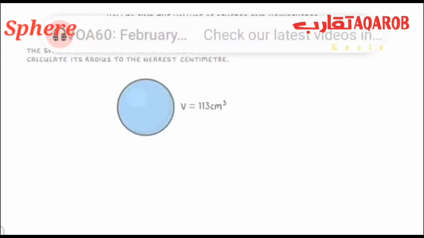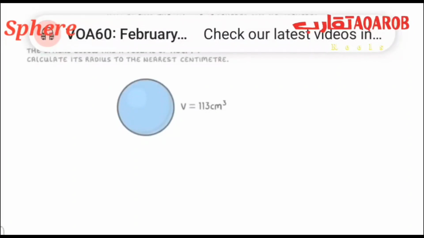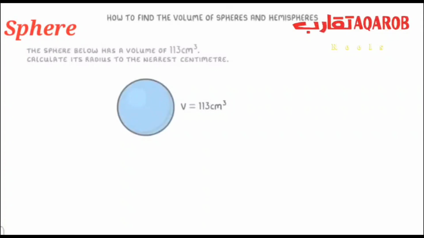For something a bit harder now, let's have a go at this question here. This time, we're told that a sphere has a volume of 113 centimeters cubed, and we need to calculate its radius to the nearest centimeter. So if we take our formula of volume equals 4/3 pi r cubed, we're trying to work out the radius r this time.